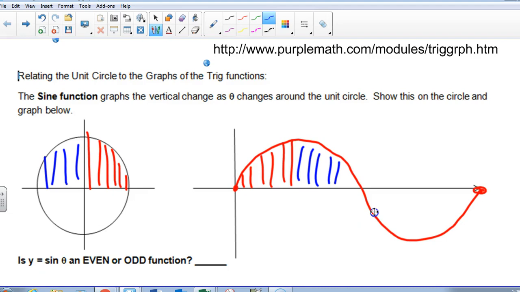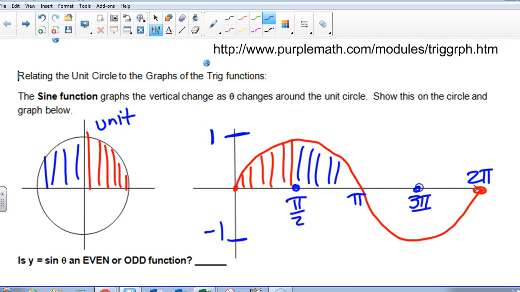All right, what do you know? Well, if this is a unit circle, the radius is 1, so the furthest we ever get away up and down is 1 to -1. Does that sound familiar? All the way around the unit circle in radians is 2 pi, so 1 complete cycle takes us to 2 pi. Halfway there is pi, pi over 2, 3 pi over 2.